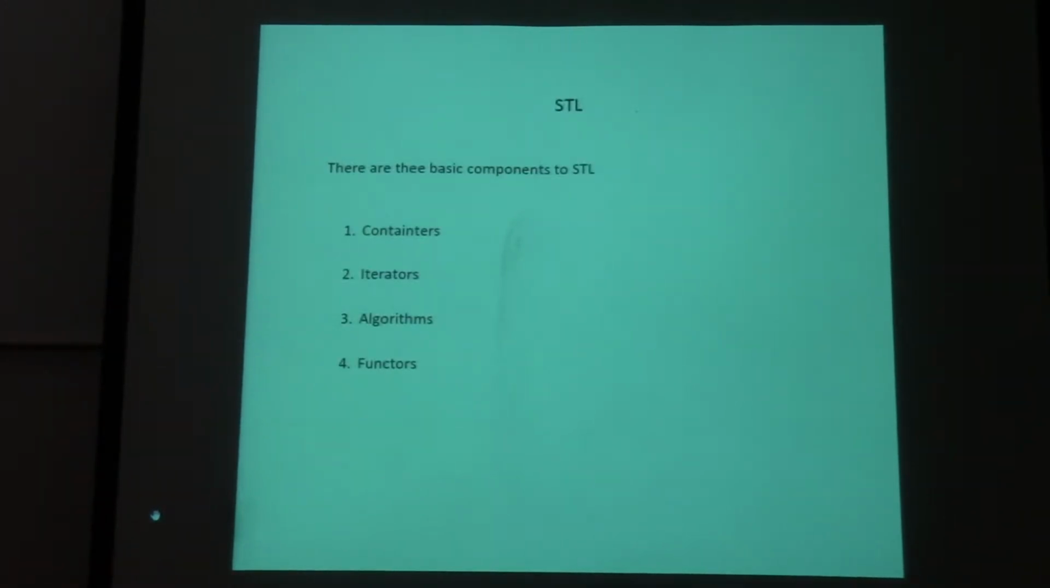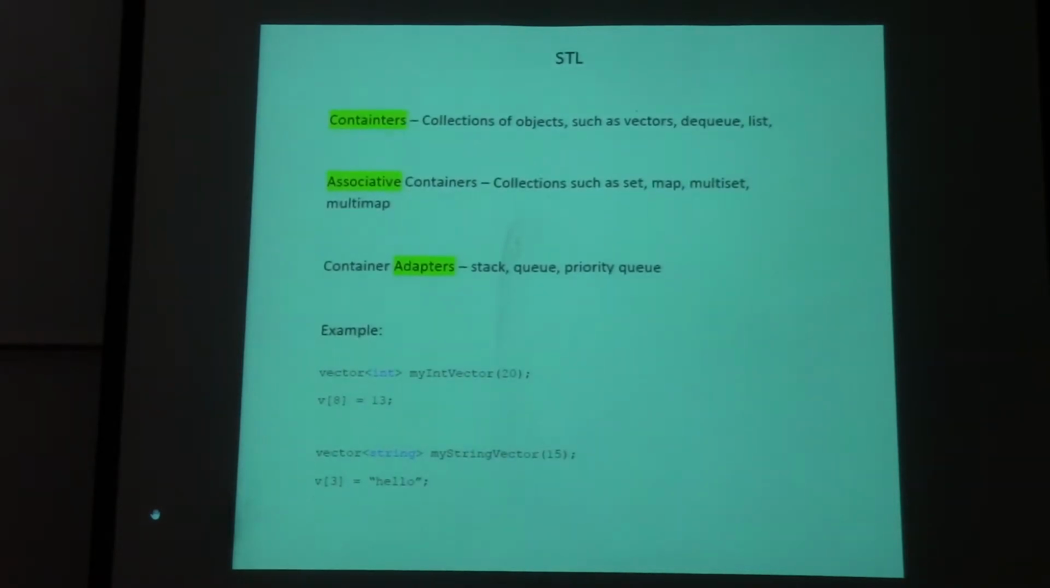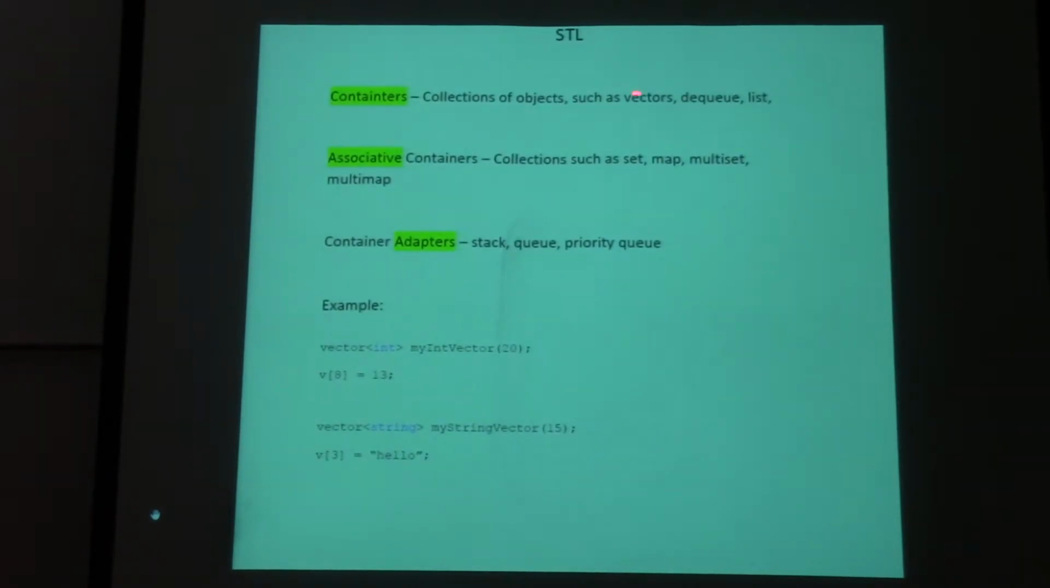Basically STL is divided into 3 basic components. Containers, iterators, and algorithms are the basic components, and then functors are the 4th component, which is not so basic. But it's kind of fun. And when you see how functors work, you're going to say, oh, that's how they did it. All right, so containers are collections of objects such as vectors, decks, lists, queues, stacks, and so on.